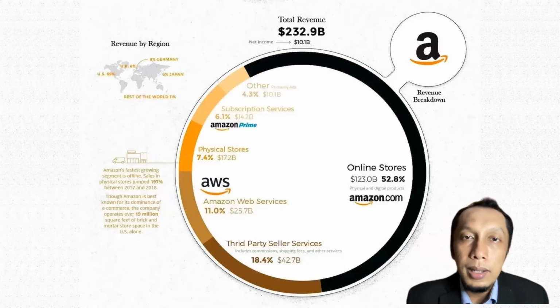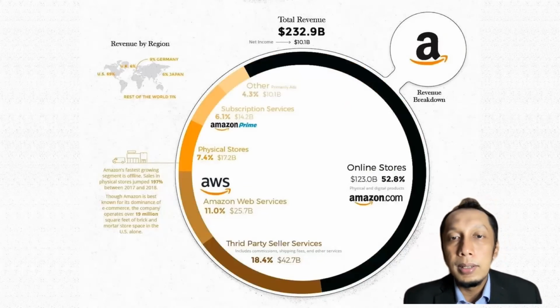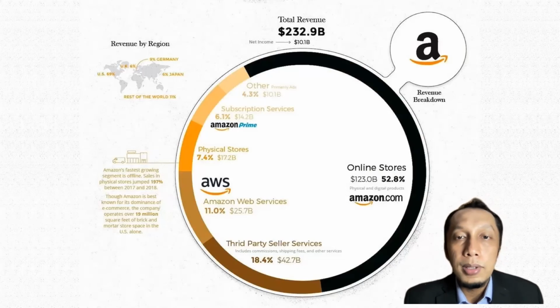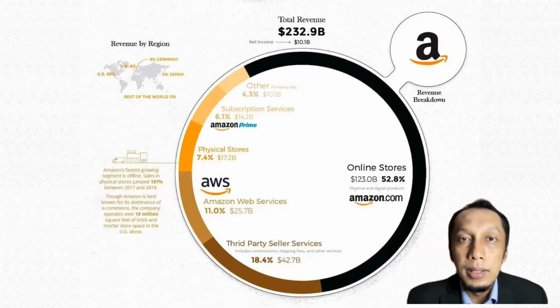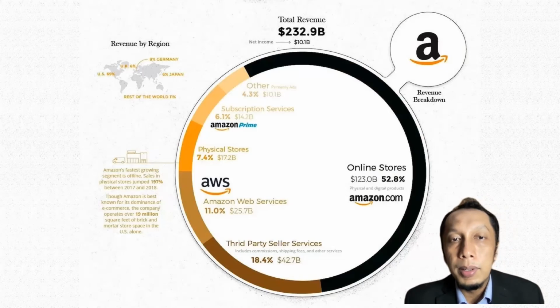Now let's take a look at Amazon. In Amazon, it is quite interesting because about 52% of their income was coming from online stores. But the growth of their third-party services is also remarkable. The significant increase in Amazon Web Services is also interesting to look at. It is also interesting to see other services like Amazon Prime and their physical stores that have been growing very rapidly in the last couple of years.